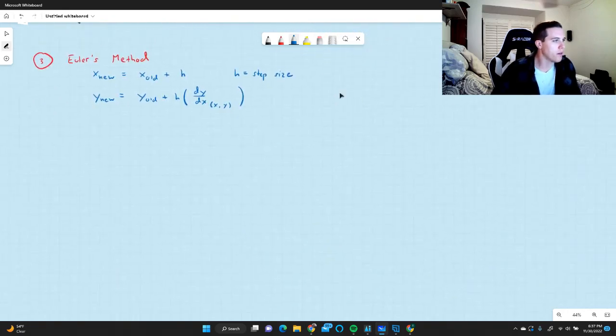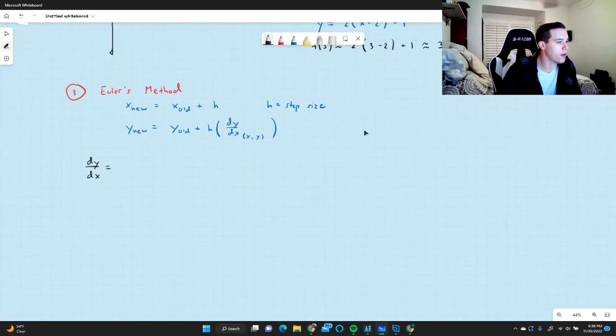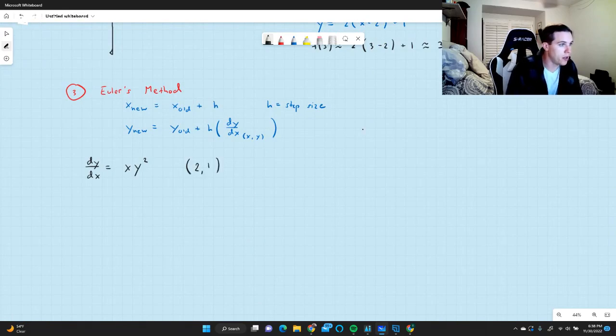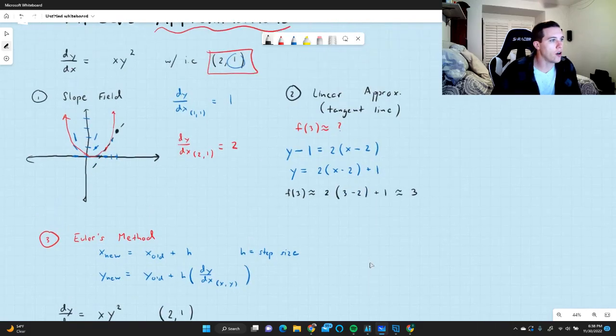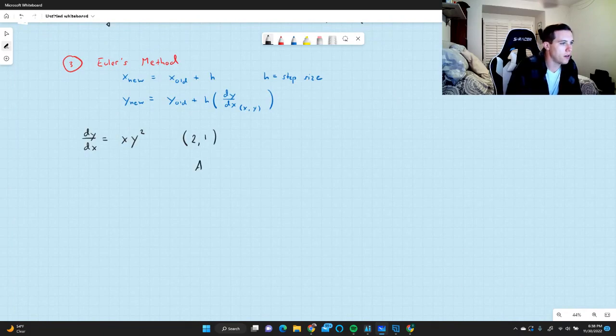So we'll start here. Same differential equation. So we will still use the differential equation, dy over dx equals, what was it again? x y squared. And we'll still use the same initial condition, (2, 1). So I know at 2, my y coordinate's 1. So I want to approximate, again, f of 3. But this time I want to use what's called 2 steps in Euler's method.